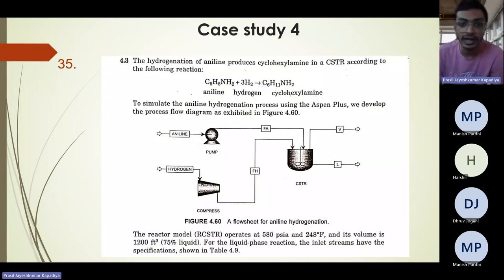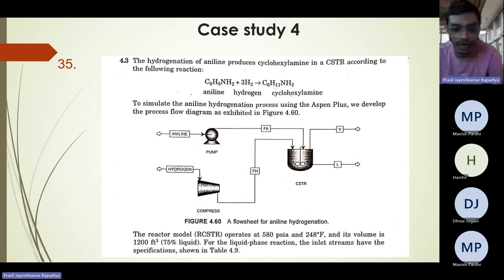To simulate the aniline hydrogenation process using Aspen Plus, we developed the process flow diagram as exhibited in the figure. In this process flow diagram, aniline is passed through a pump, and hydrogen, being a gas, is passed through a compressor. These two are added to a continuous stirred tank reactor, and from this we get one vapor and one liquid stream.